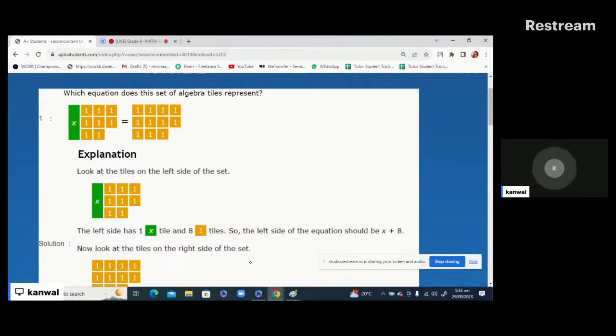Okay, in the first figure we just check 1 2 3 4 5 6 7 ones. But in the second one we check 1 2 3 4 5 6 7 8 9 10 11 ones. So look at the tiles on the left side of the set. The left side has one green tile and eight orange tiles. Okay, only one green tile. This full one is green.